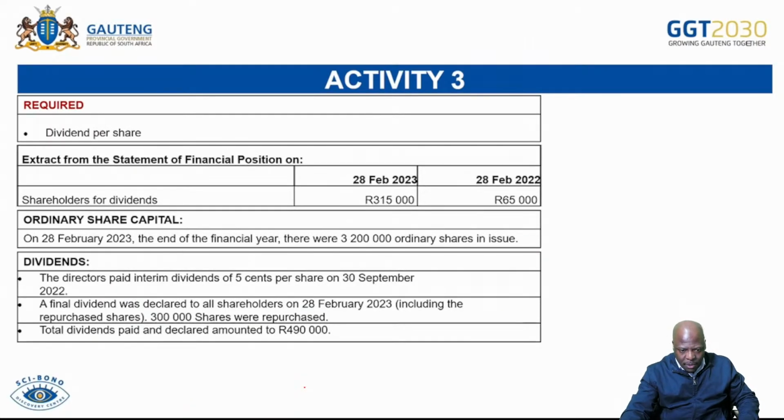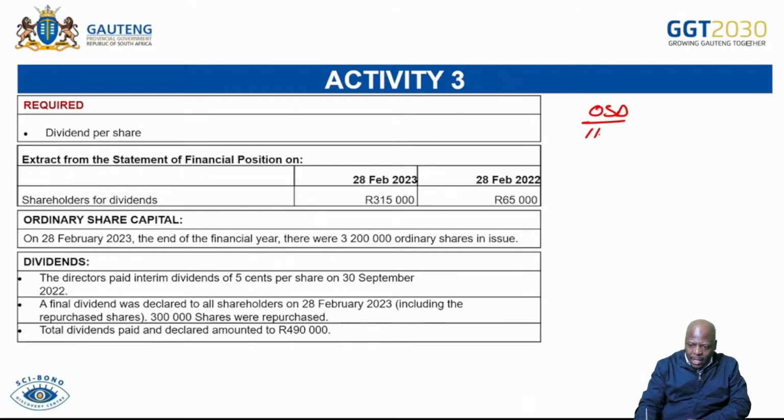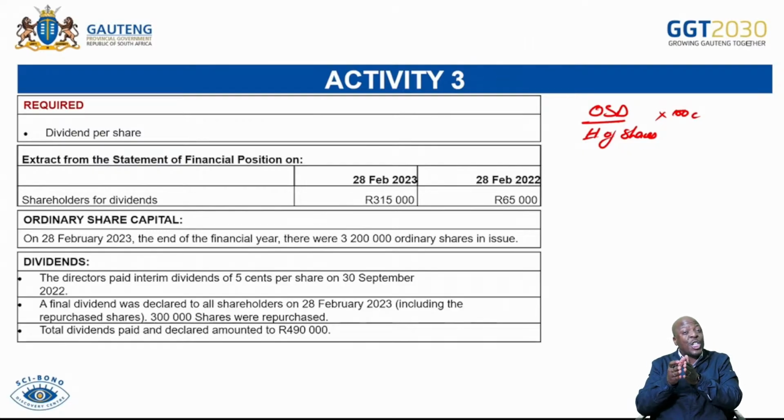The next one then becomes my dividend per share, DPS. You will find that in the formula sheet, you will be told it is your ordinary share dividends over the number of shares, and then multiply by 100 cents. That is very correct. But that only applies when the number of shares does not change.